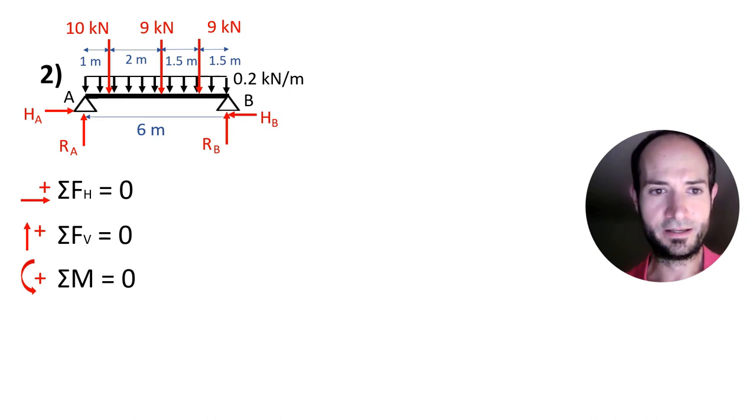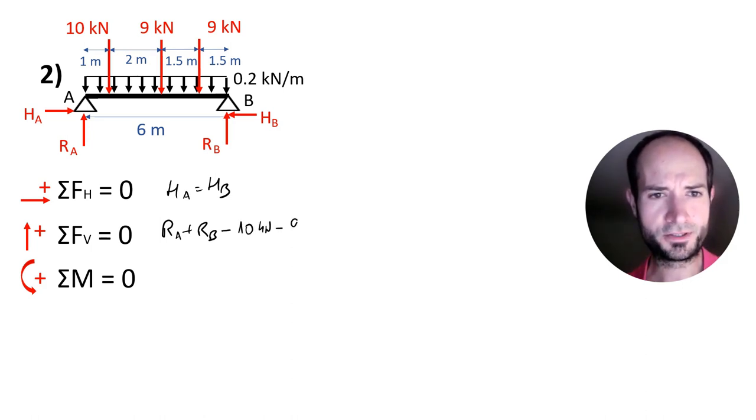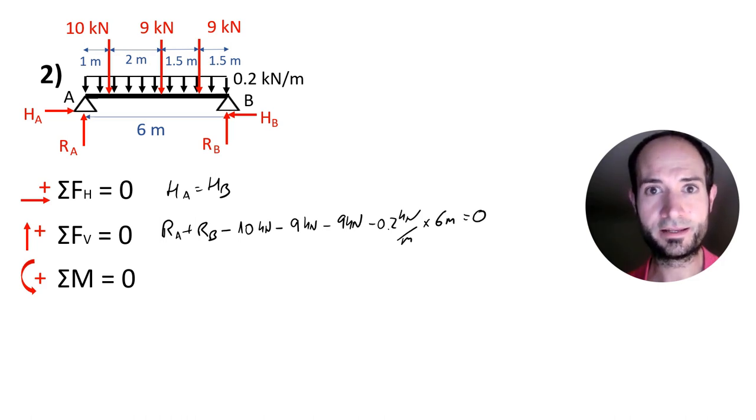Well, horizontal loads don't matter. And we have HE equal HB. Now, vertical. RA plus RB minus 10 kN minus 9 kN minus 9 kN minus the self weight of the beam times 6 meters. And that's equal 0.